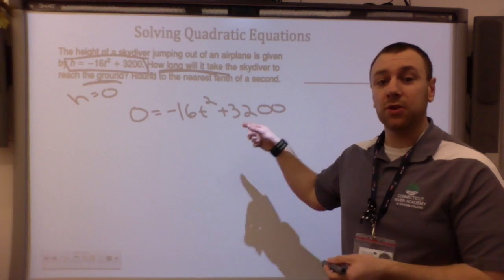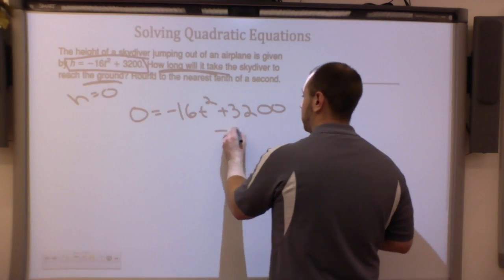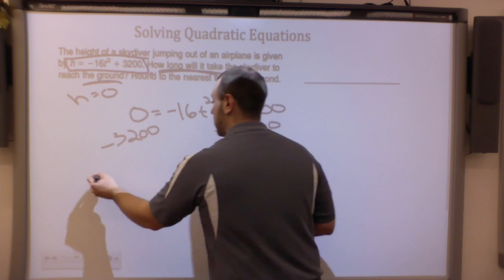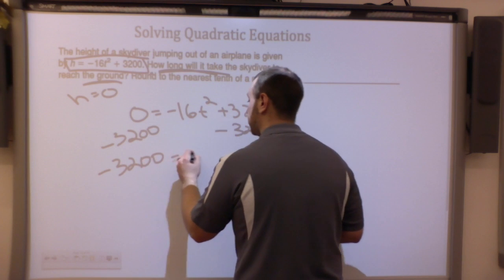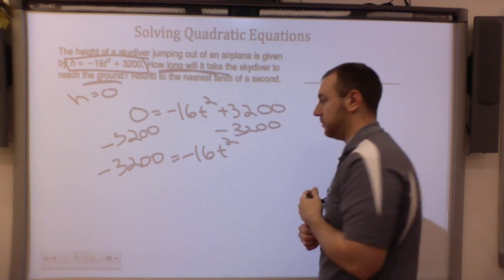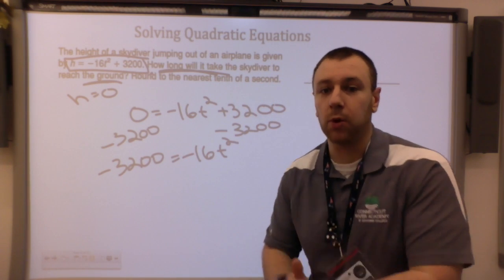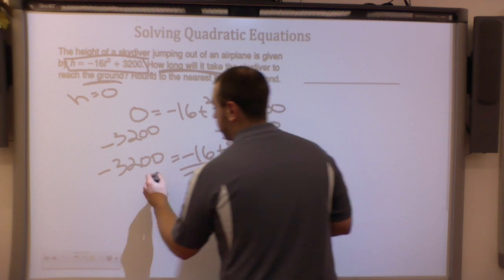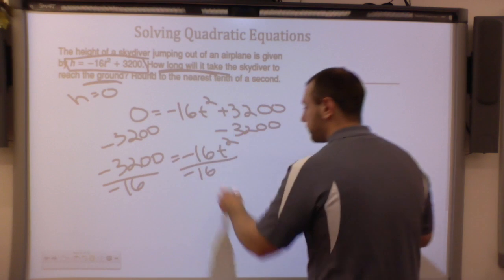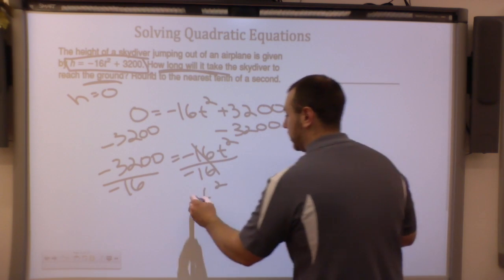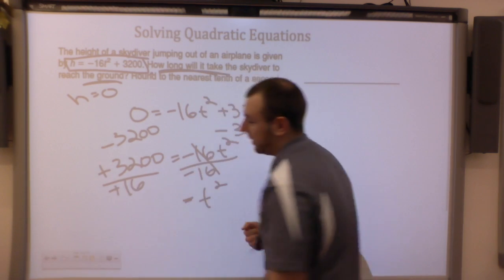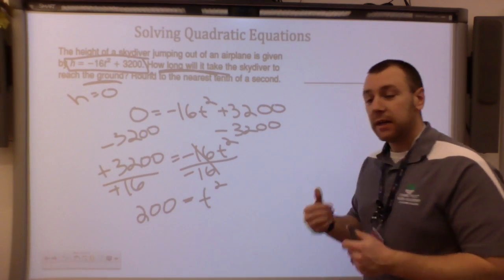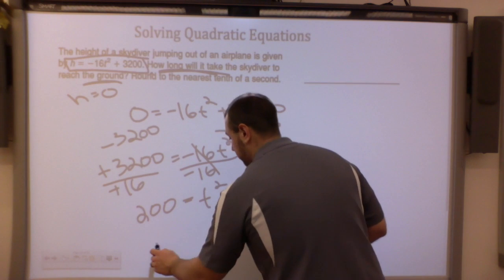I am then going to solve for t. -3200 equals -16 t squared. Negatives are very important. Need to keep those signs. We're going to divide by -16. I got t squared equals, negative becomes positive, 200. Now I'm going to find the square root.